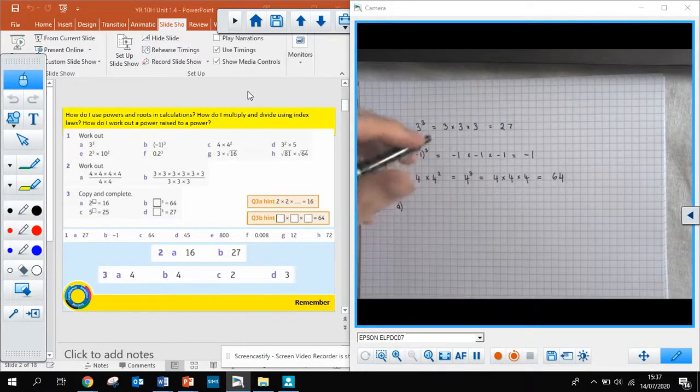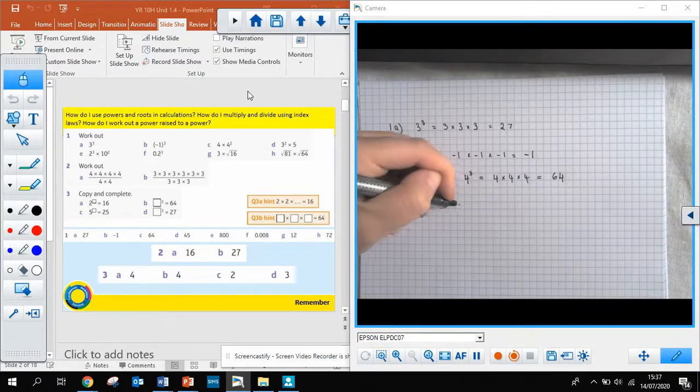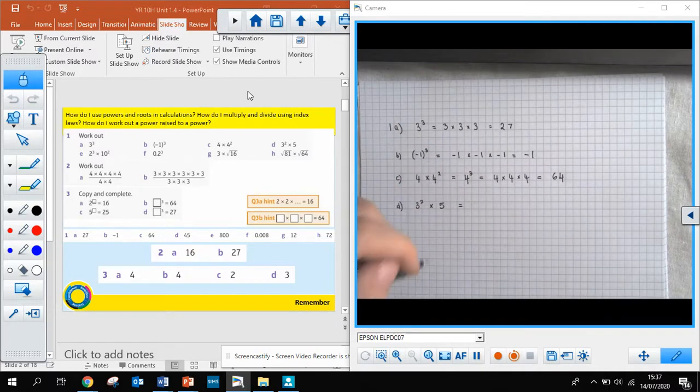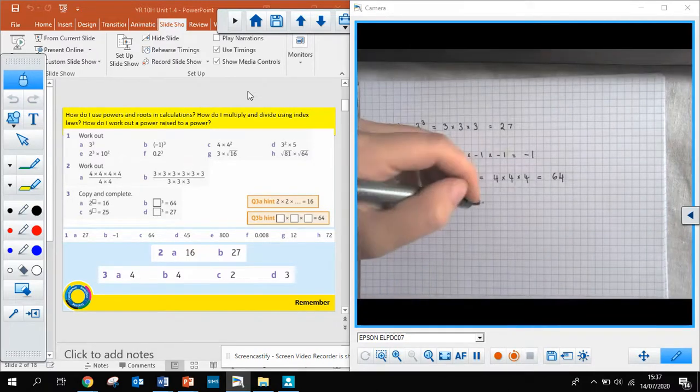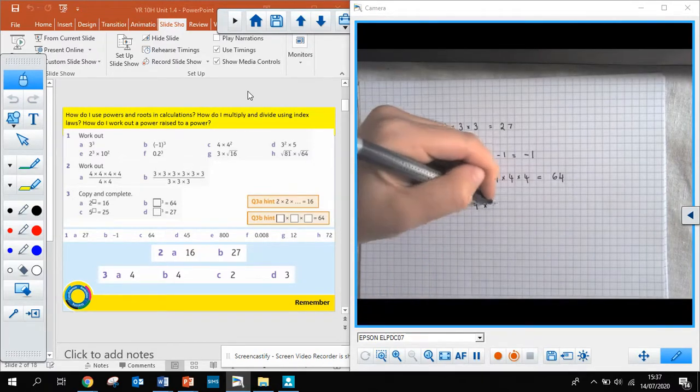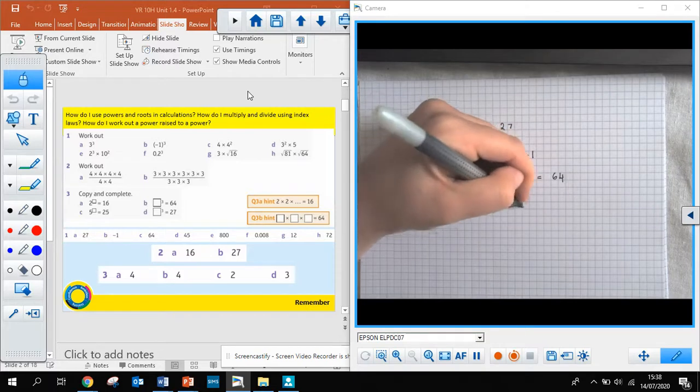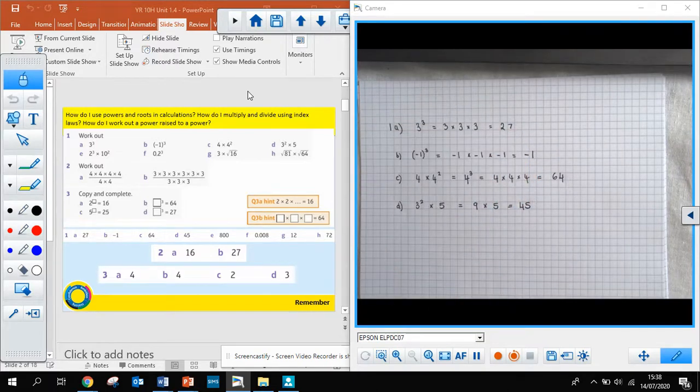Part D wants to know 3 squared multiplied by 5. We know 3 squared is the same as 3 times 3. 3 times 3 is 9. So you're actually doing 9 times 5. And 9 times 5 is 45.